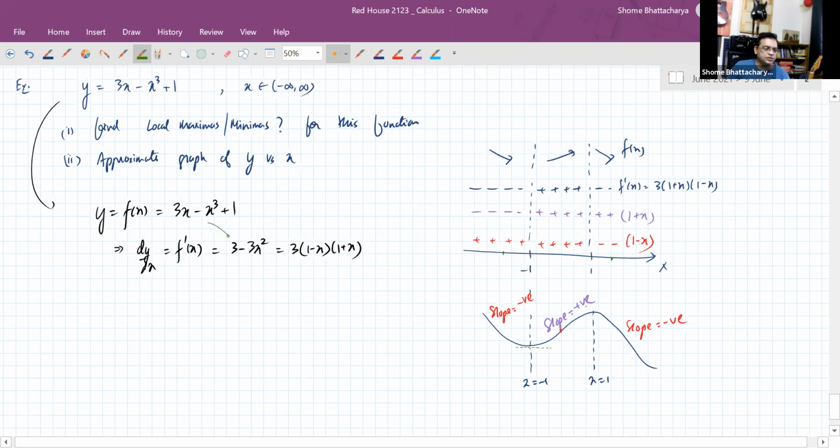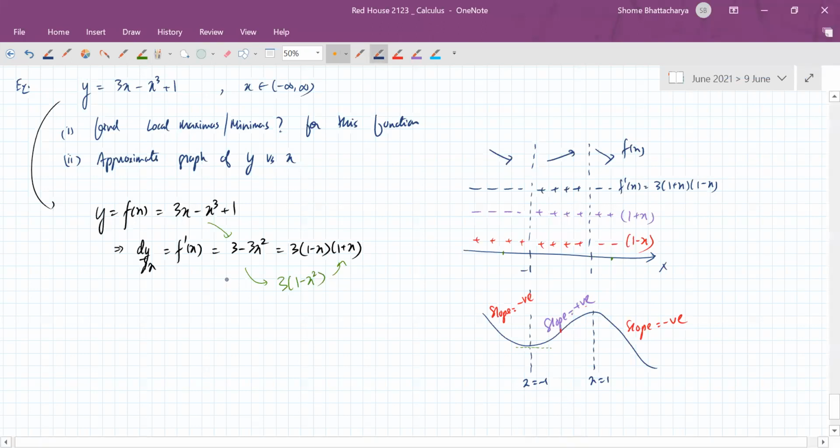Just follow this step once. What is the differentiation of 3x? It's 3. But what is the differentiation of x cube? It's 3x square, right? Yes. So 3 is common here, right, beta? Understood?